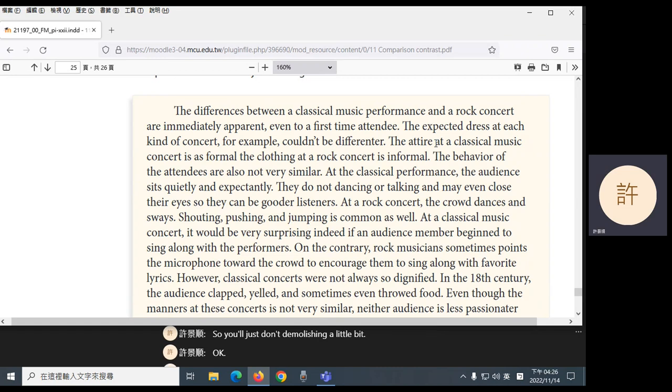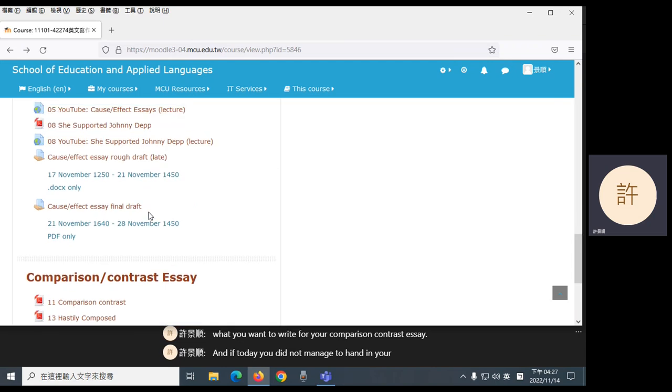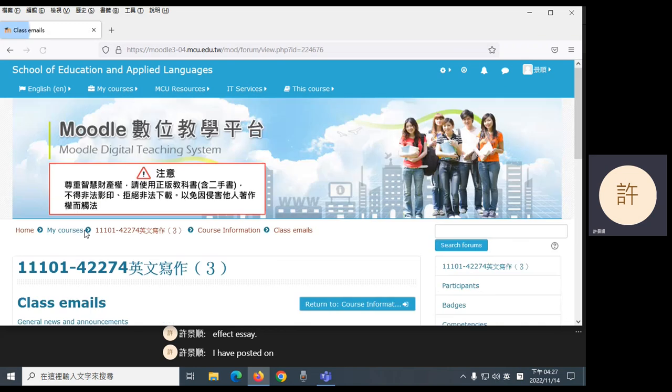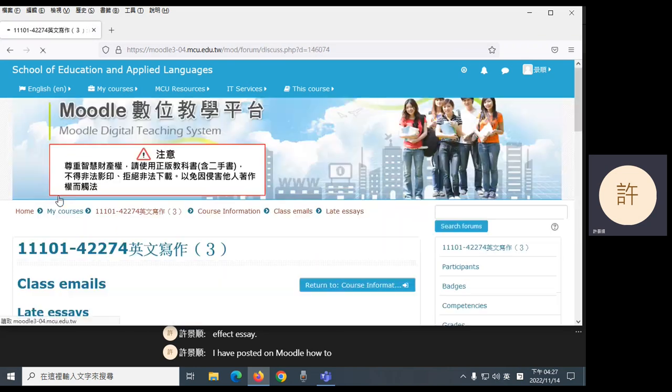Okay, so if you don't have questions, we have a little bit of time left. I encourage you to use this time to think about what you want to write for your comparison contrast essay. And if today you did not manage to hand in your cause effect essay, I have posted on Moodle how to hand in a late essay.